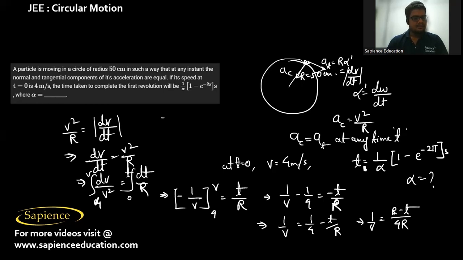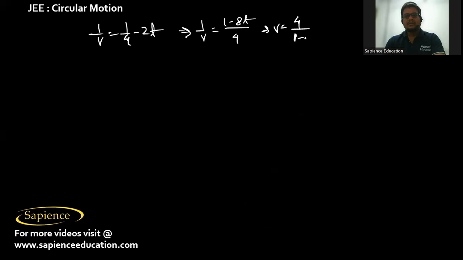The radius is 50 centimeter, means it is half meter only. So therefore, I can say this will be minus 2t. Therefore, 1 by v is equal to 1 by 4 minus 2t. So therefore, 1 by v will be equal to 1 minus 8t by 4. So v will be equal to 4 by 1 minus 8t.